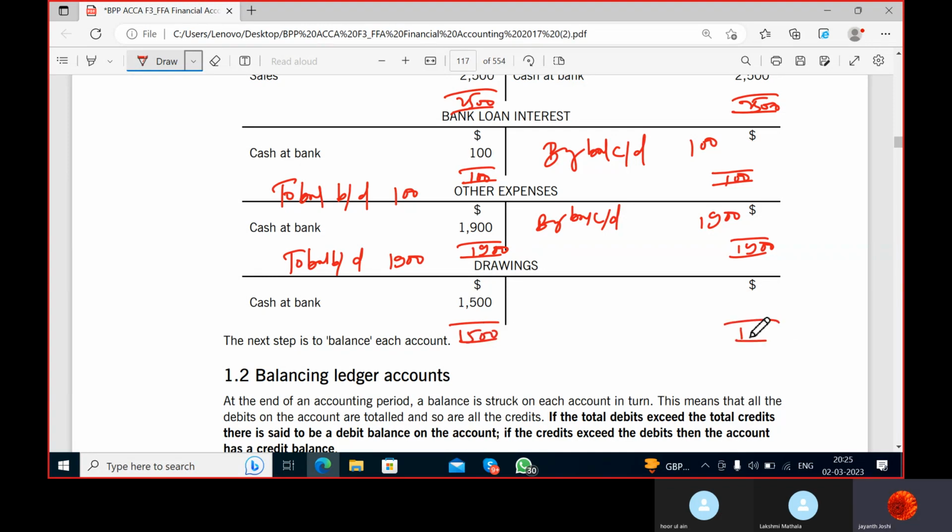So 1,500, again we are closing this account. Balance carried down. To balance down.